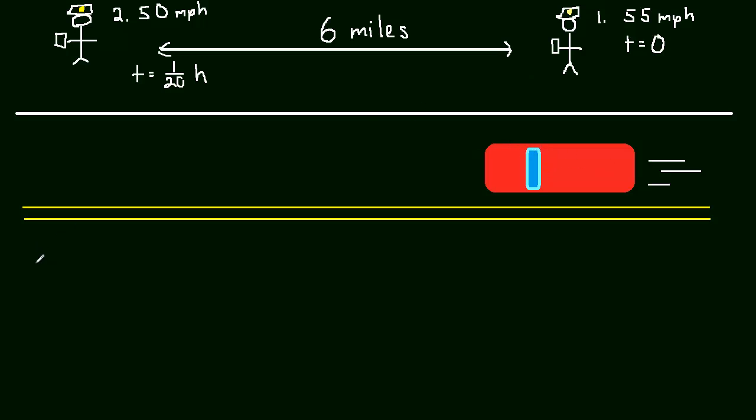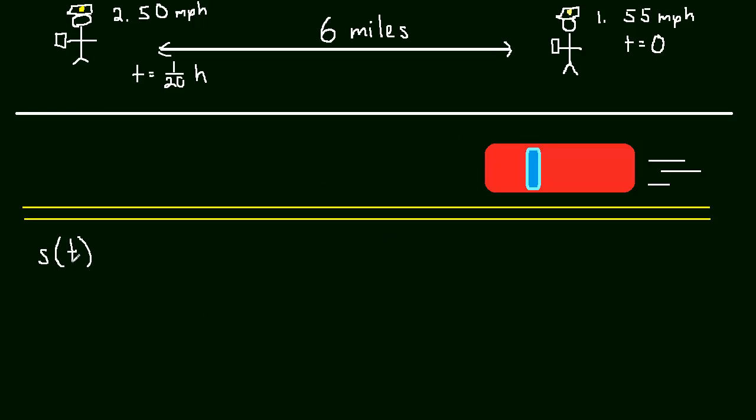Okay, so let's prove that this little car was speeding. And we're going to do that by creating a position function. And we haven't talked too much about position functions, but basically what we're going to do is create a function where if you give me the time, I can tell you exactly where he is.